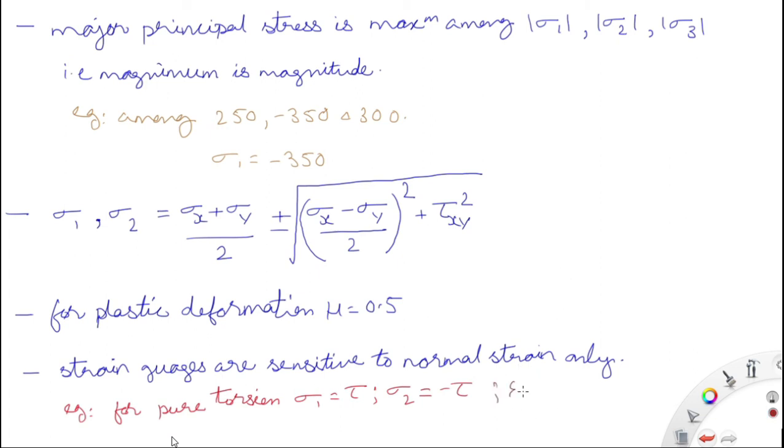The major principal strain epsilon 1 is equal to sigma 1 by E minus mu into sigma 2 by E. Here sigma 1 is the major principal stress, E is the Young's modulus or modulus of elasticity, mu is the Poisson's ratio, and sigma 2 is the minor principal stress.